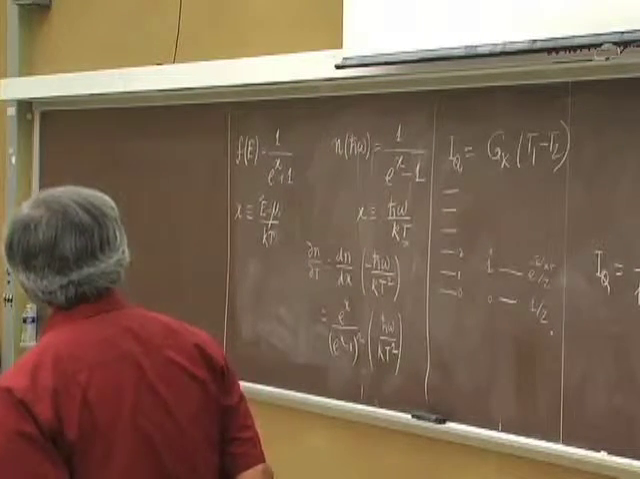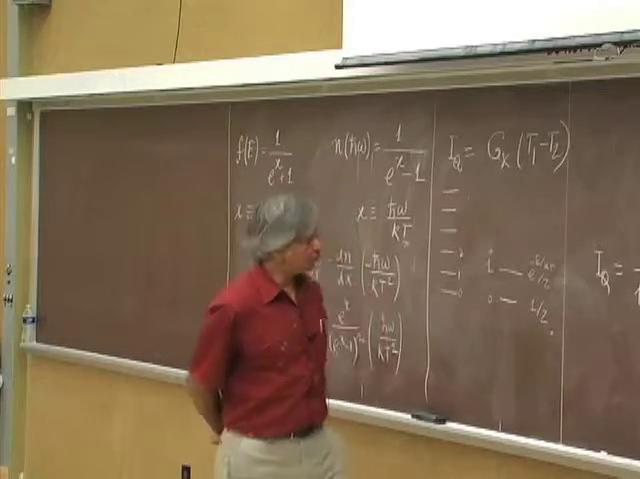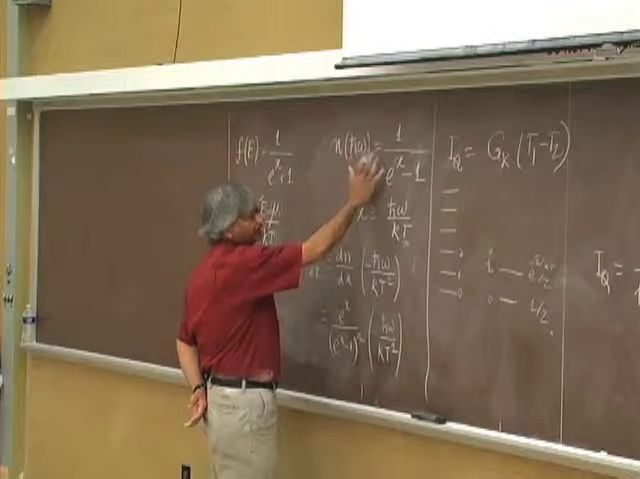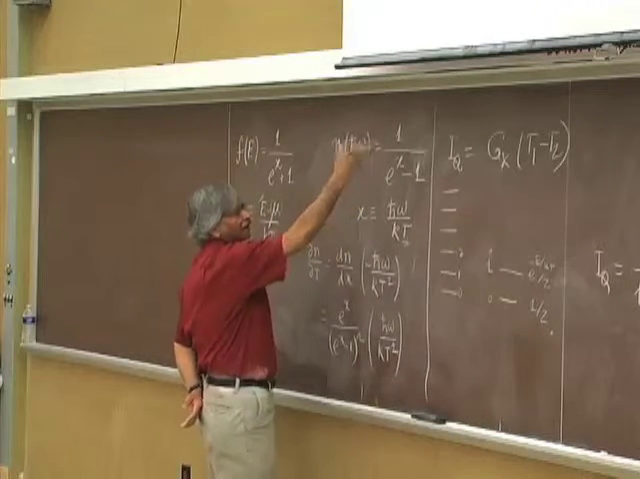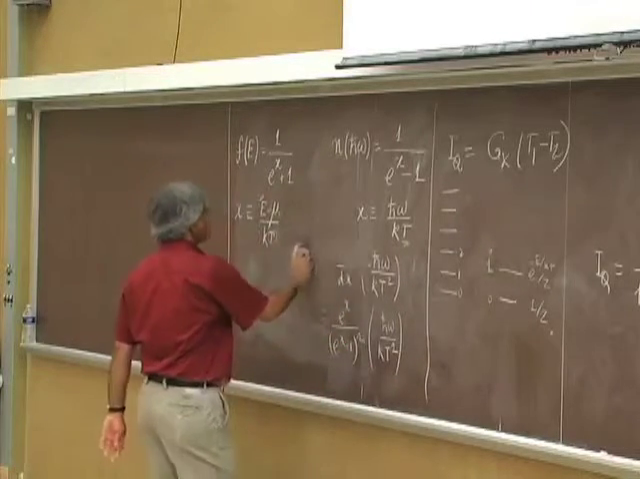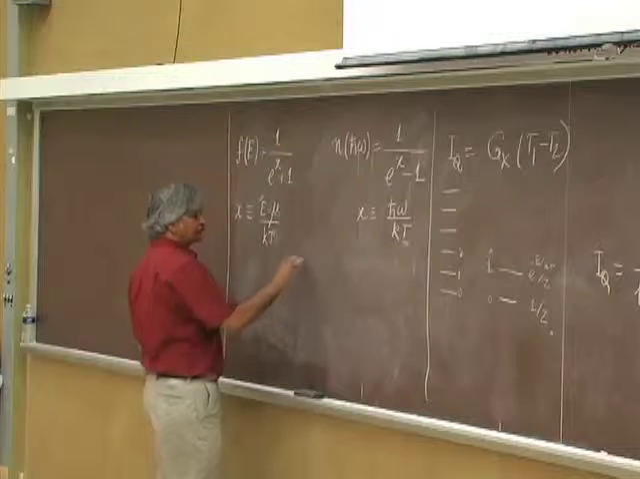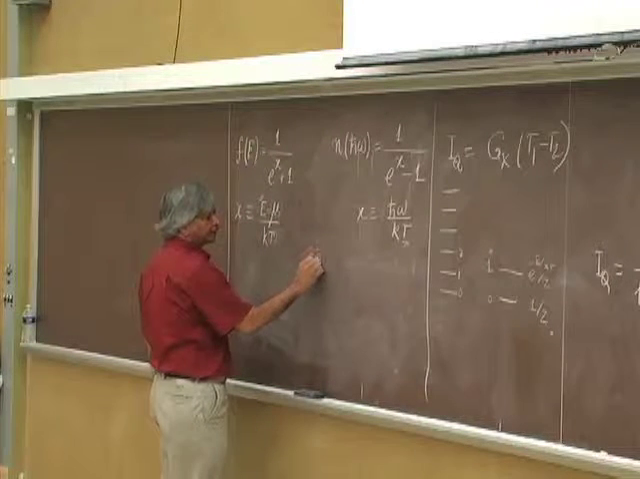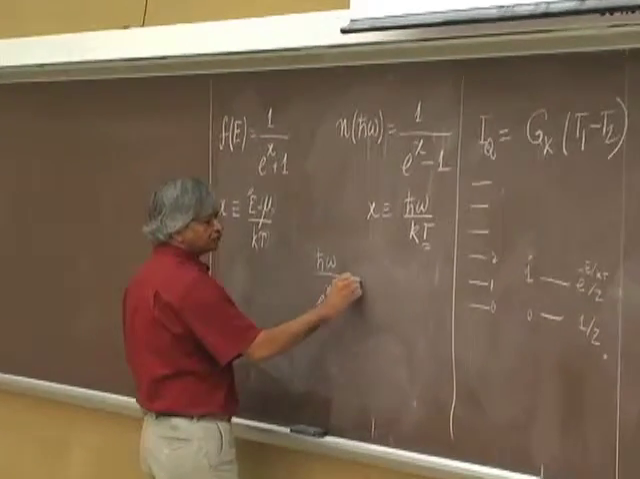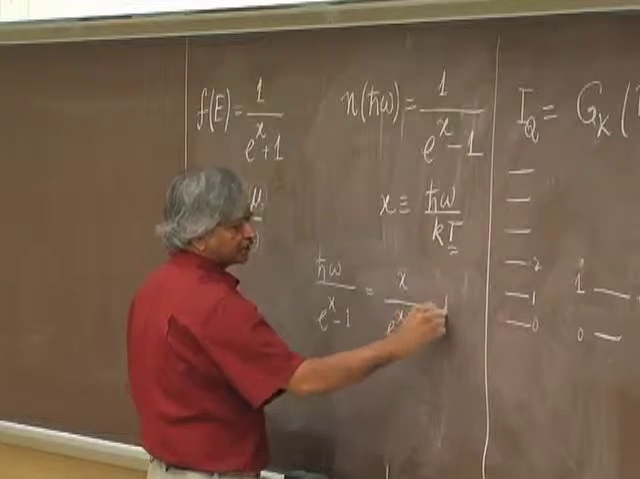Usually when you are calculating the energy in a particular mode, this n is the number of phonons in that mode. If you want the energy, then you have to multiply by h bar omega. So if you want the energy in a particular mode, you'd write h bar omega over e to the power x minus 1, which would be like x divided by e to the power x minus 1 times kT.